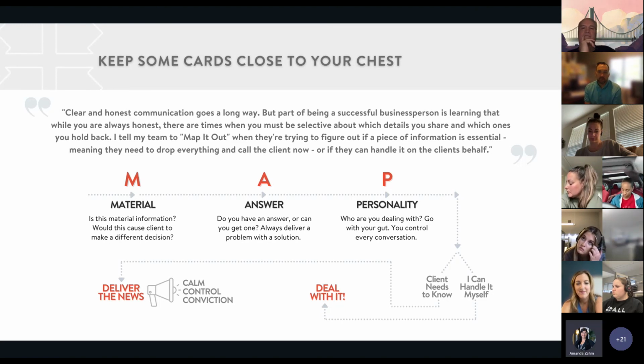I think just knowing when to deliver the news, when to not deliver the news can really help you in managing client expectations and cooperating agent expectations.